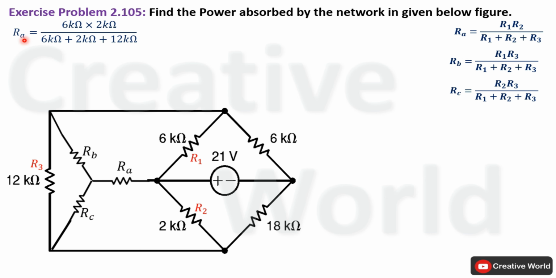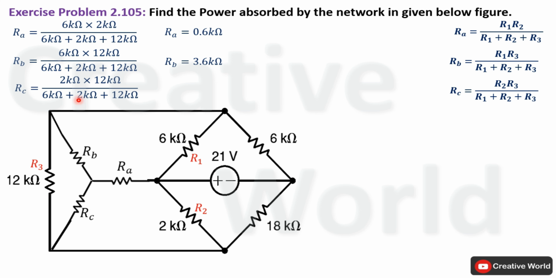First of all, RA will be equal to the product of 6 kilo ohm and 2 kilo ohm divided by the sum of all three resistances. So the value of RA will be 0.6 kilo ohm. Similar case will be with RB. RB will be equal to the product of 6 kilo ohm and 12 kilo ohm divided by the sum of all three resistances. So the value of RB will be equal to 3.6 kilo ohm. And RC will be equal to the product of 2 kilo ohm and 12 kilo ohm divided by the sum of all resistances. It will become 1.2 kilo ohm.